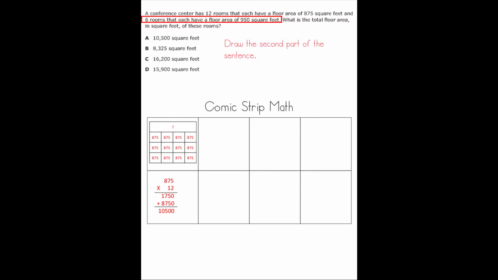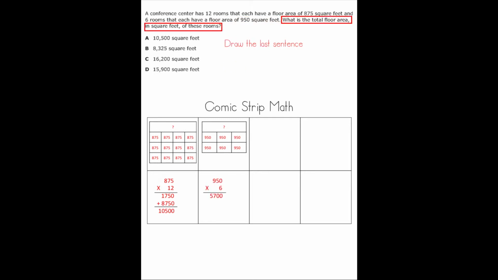Now we're going to draw the second part of the sentence. 6 rooms that each have a floor area of 950 square feet. And then go through the flowchart again. Do we know the total? No. Do you have equal groups? Yes. What is the operation? Multiply. So we multiply that out.